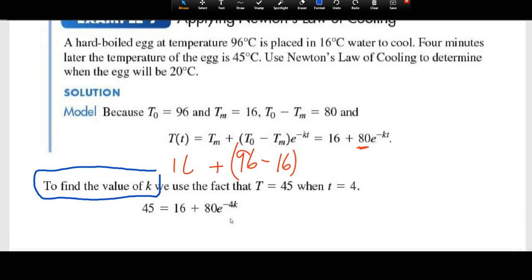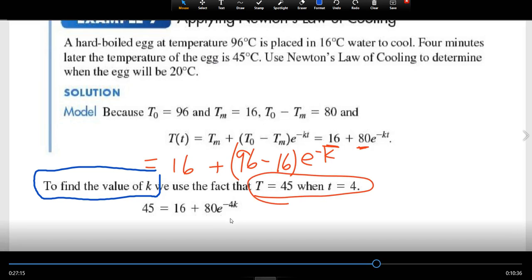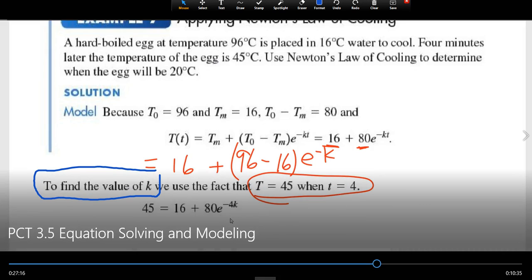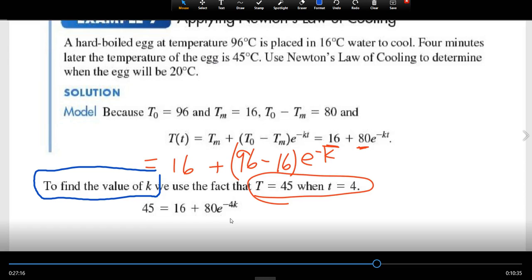Plus your 16, and that's where this is coming from. The thing that we don't have, or maybe we do have, is where the 45 comes into play. After 4 minutes, the temperature is 45. So we actually measured the temperature. We clocked the temperature from 96 to 45 degrees. It took us 4 minutes.